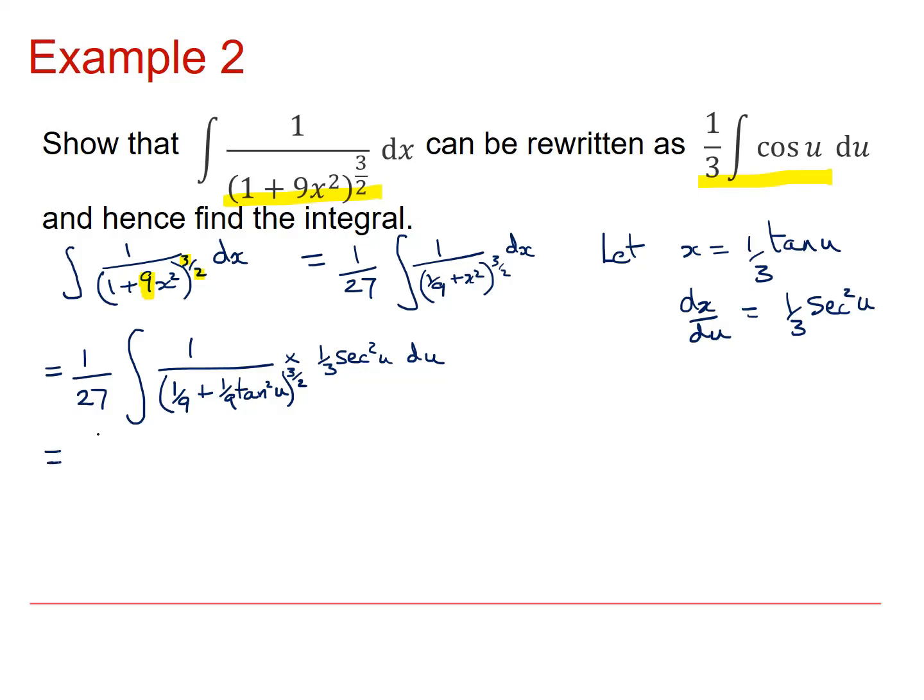Okay, so this becomes 1 over 27 the integral. Let's think about what I've got in here. I've got 1/9 of 1 plus tan squared, so I've got a 9th of sec squared on the bottom. So that's 1 over 1/9 of sec squared u to the power 3 over 2, and that's times 1/3 of sec squared u du.